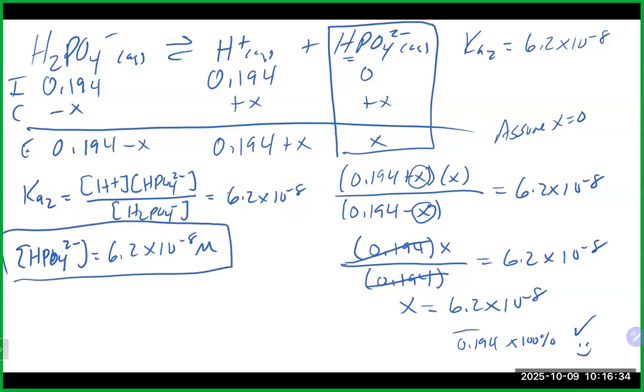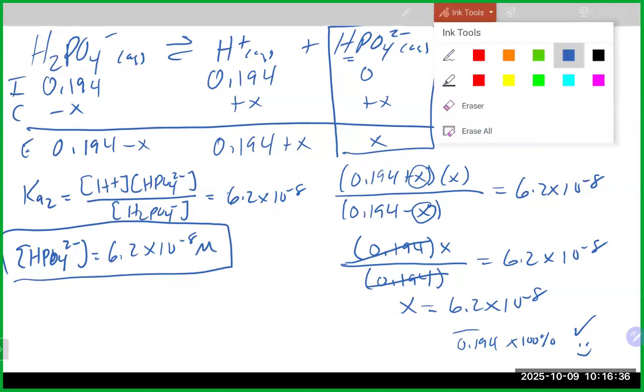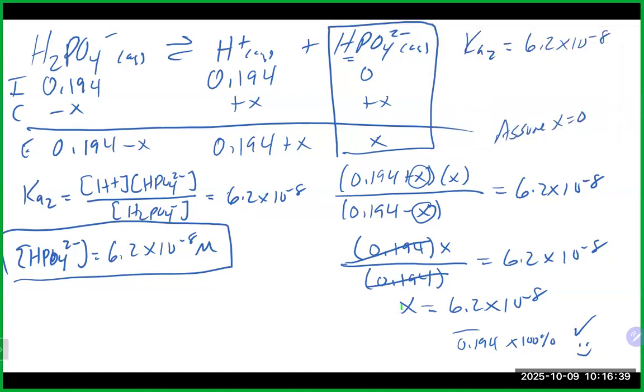Now, when I take this X value that I just got and put it back in for the H plus concentration, what happens to the concentration of H plus? If you take 0.194 and add it to 6.2 times 10 to the minus 8, you still end up with basically 0.194. The same thing here: if I take 0.194 and subtract 6.2 times 10 to the minus 8, you basically still end up with the same number. So it did change, but not enough to overall change the concentration.